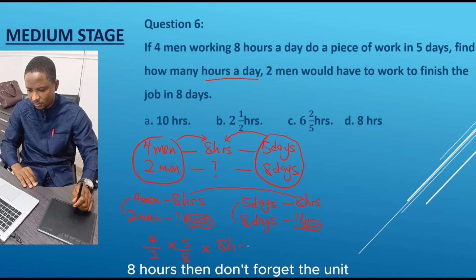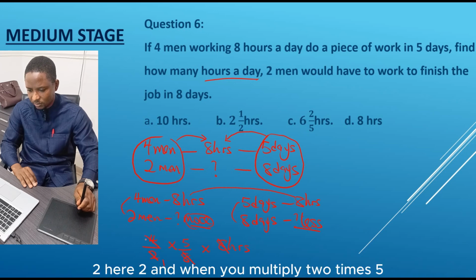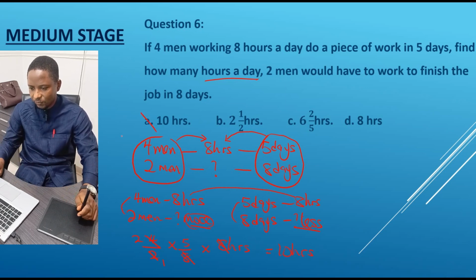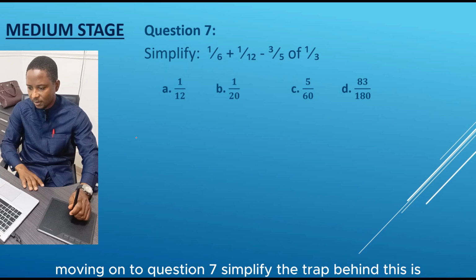Then don't forget the units. So 8 cancel 8. 2 here 1, 2 here 2. And when you multiply 2 times 5, that will give you 10 hours. And that is our answer, A. Moving on to question 7, simplify.